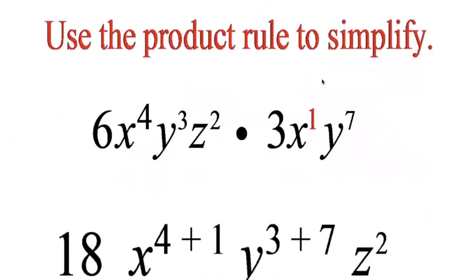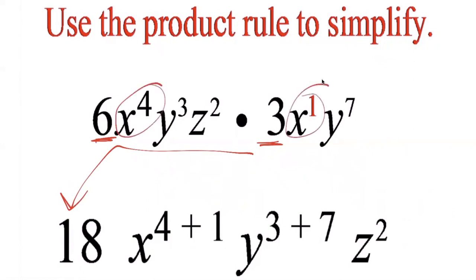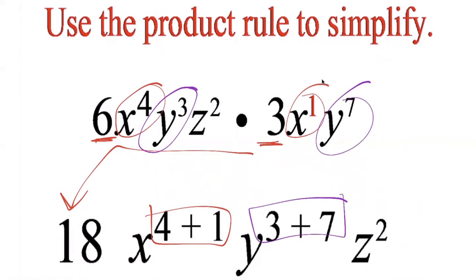All right, so we're going to use the product rule to simplify. Again, what we're going to do is try to put our numbers together. In this particular case, 6 times 3 is how we end up with the 18. X to the 4th is right here, x to the 1, so we're going to put those together. And then we've got y values of y to the 3rd, y to the 7th, so we're going to put those together. And then our z value, we only got one of those, and that's going to go off here to the end.